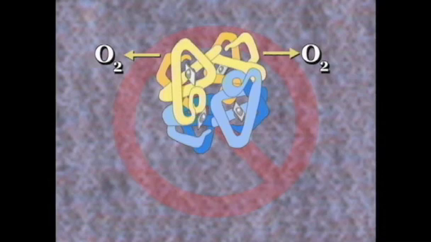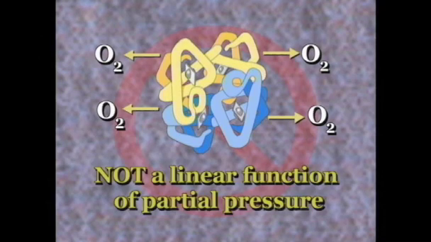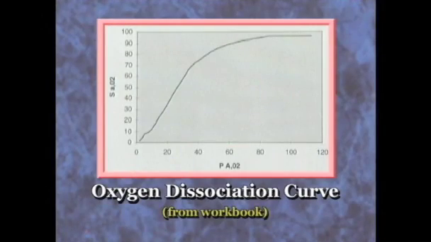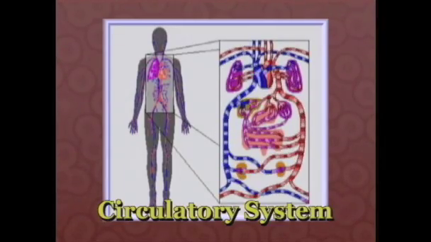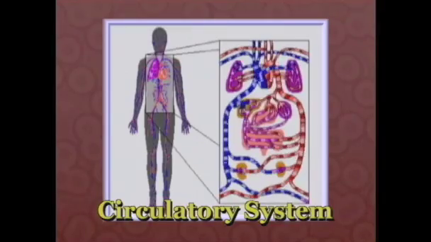The ability of hemoglobin to release oxygen is not a linear function of partial pressure. Refer to the workbook for a detailed discussion of the oxygen dissociation curve for human blood and partial pressure at different altitudes. The circulatory system is responsible for the transportation of blood throughout the body.